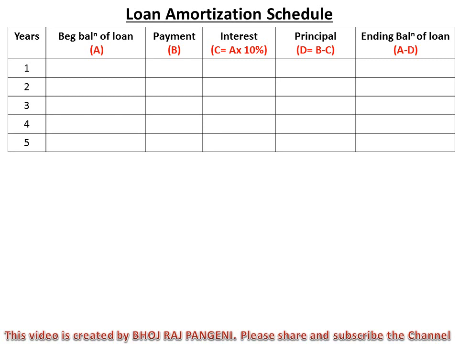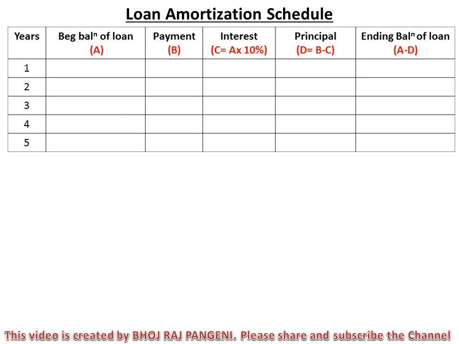And the ending balance of loan means the beginning balance of loan minus principal paid. That is A minus D. That is the ending balance of loan. And the ending balance of loan of year 1 is the beginning balance of loan of year 2. The ending balance of year 2 is the beginning balance of loan of year 3. This is the process to prepare the loan amortization schedule.